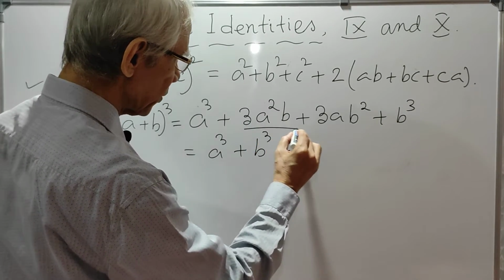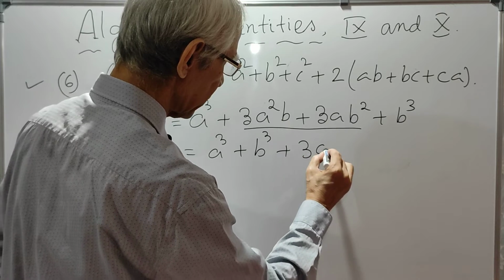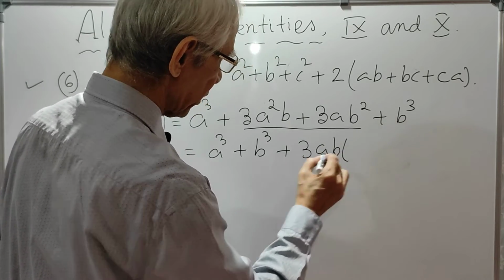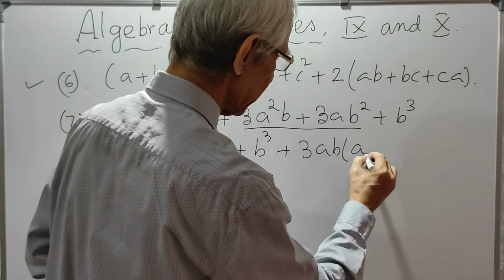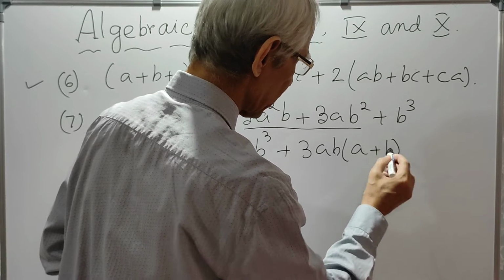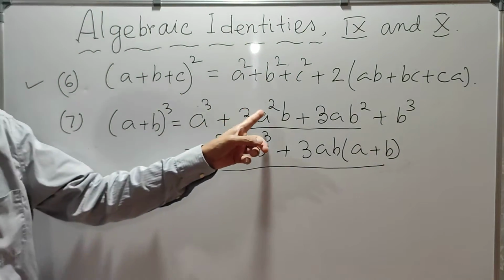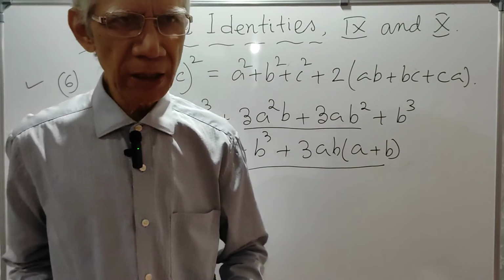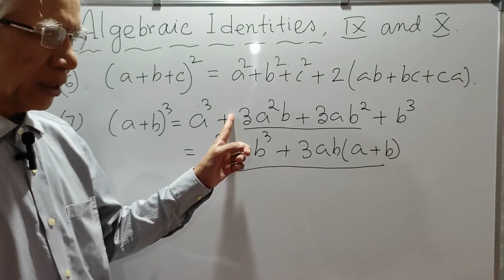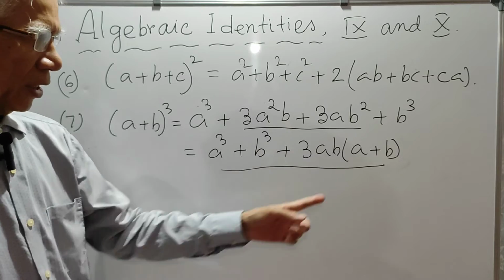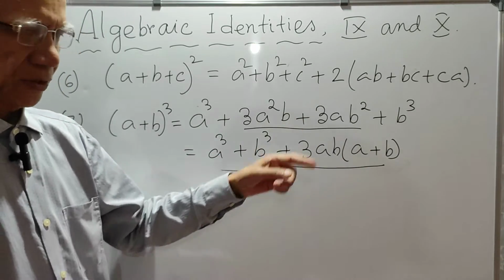plus, now from these two you take 3ab common. If you take 3ab common, what do you get? a plus b. So this is another form, (a+b)^3. Try to remember both, because in some numerical problems you require this one, in some other you will require this one. This is more frequently used than this.